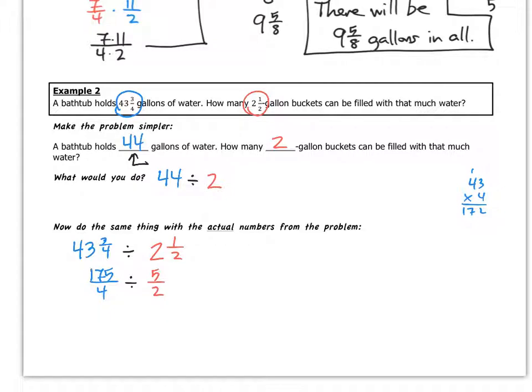Because this is a division problem, I need to change, flip. So I'll keep my first fraction. I'll change my division to multiplication, and I'll flip my 5/2 to the reciprocal 2/5. So now I have 175 times 2 over 4 times 5. I can do some canceling in this problem. 2 and 4 will cancel to 1 and 2. And then 5 and 175 will also cancel. 5 will go into 5 once, and it will go into 175 35 times.